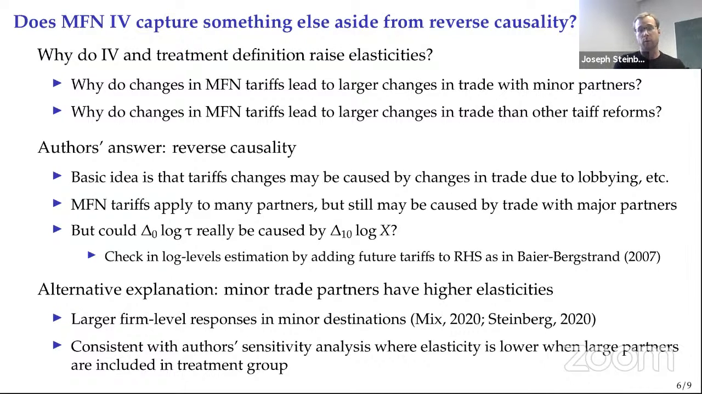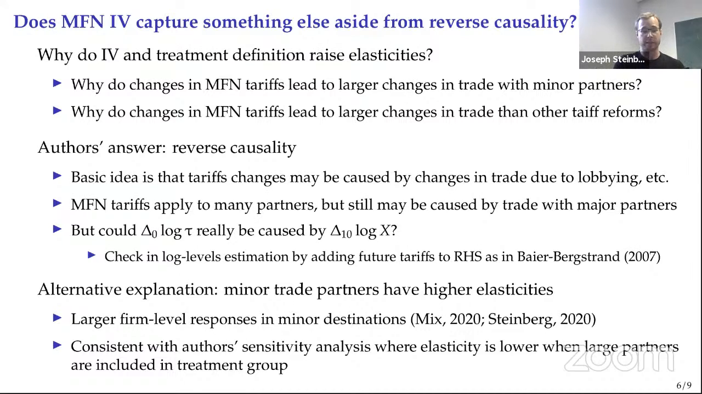I'd like to know, number one, do we actually see reverse causality in the data? And that's something that you can go out and test. I'm a little bit skeptical that, for example, 10 years out, trade could be causing tariff changes today, but maybe it could be. Regardless, I think we should check. There is another potential explanation for what's going on here, particularly the difference between minor and major trade partners, which is that in the data, minor destinations do actually tend to have higher trade elasticities.